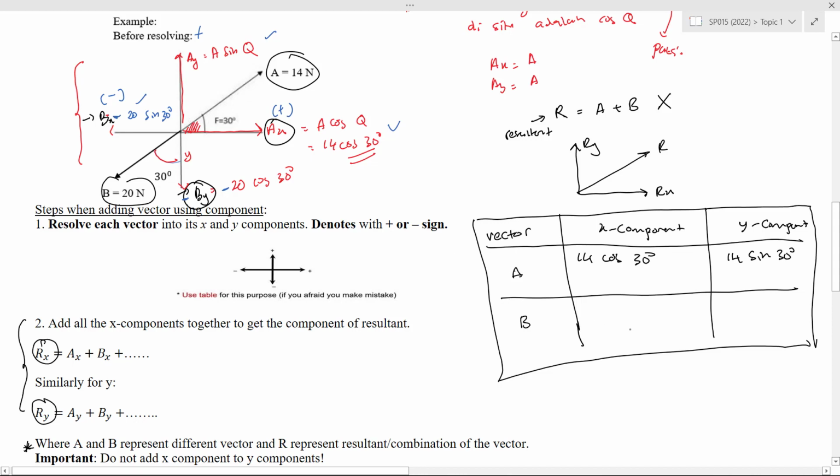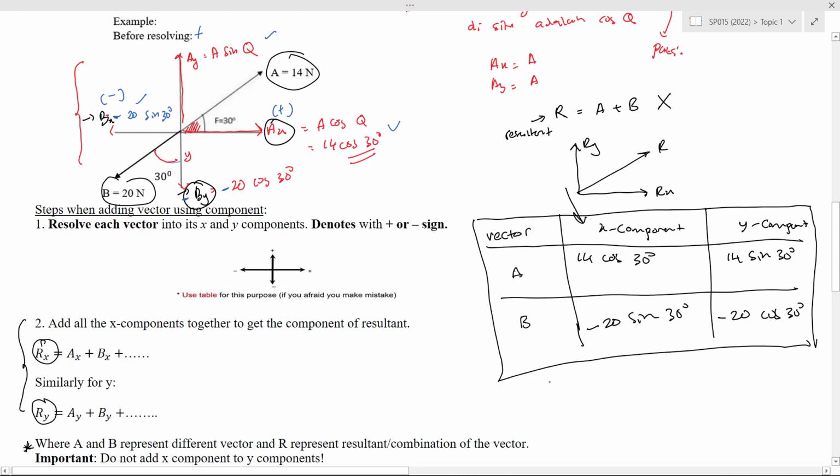Our B pula is, B dalam X component adalah negative 20 sin 30 degree. And for the Y component pula adalah negative 20 cos 30 degree. X is negative sebab arah dia to the left. Untuk Y component dia, dia arah ke bawah. Okay, now, nampak tak? A ni adalah dalam AX component dia adalah 14 cos theta. BX pula adalah negative 20 sin theta. Diorang is in the same component.